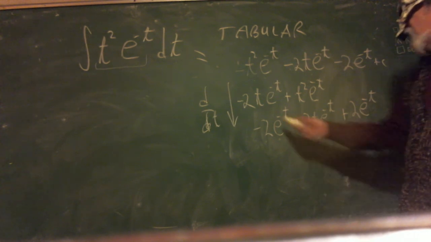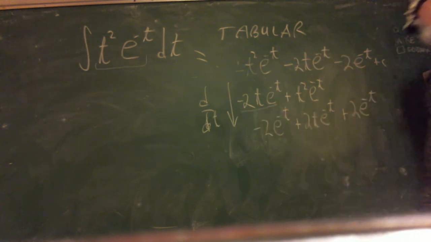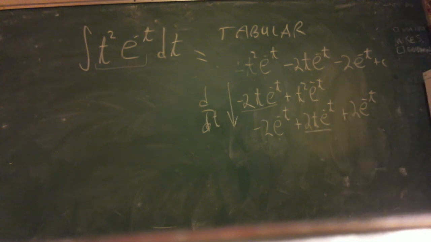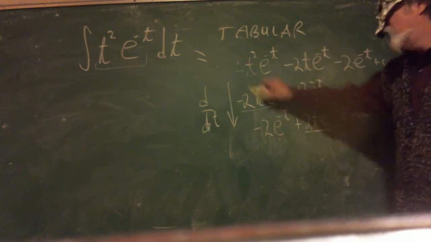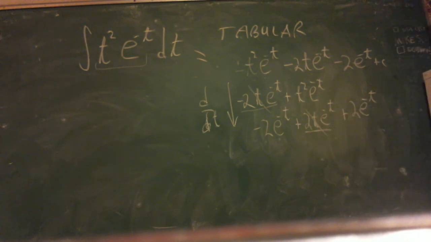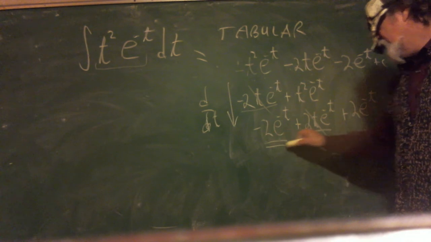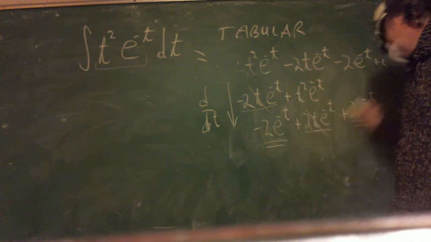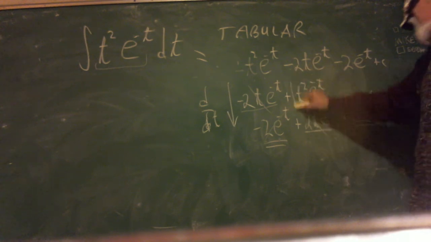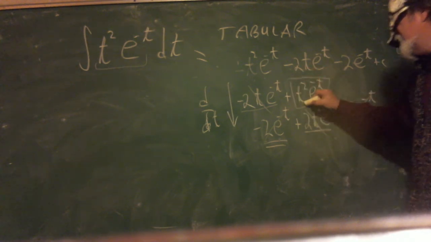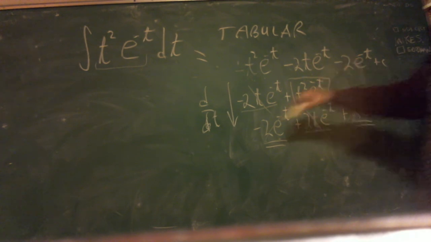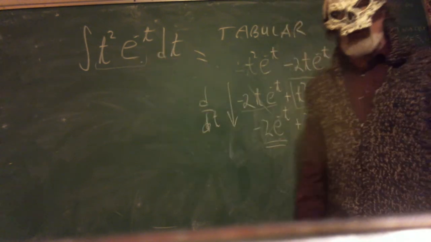So let's check it out. I have a negative 2t e to the negative t and a positive 2t e to the negative t. They cancel. Boom, boom. I have a negative 2 e to the negative t and a positive 2 e to the negative t. They cancel. All that's left is what I promised you we'd get: t squared e to the negative t. The derivative of this mess is that. So we get the antiderivative correct.